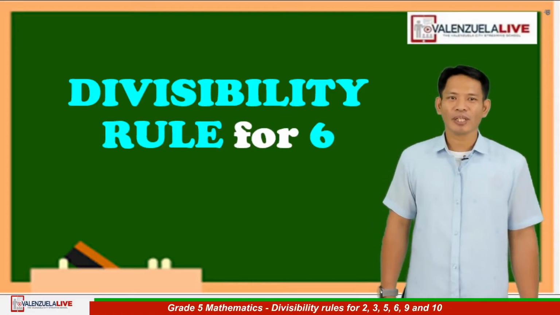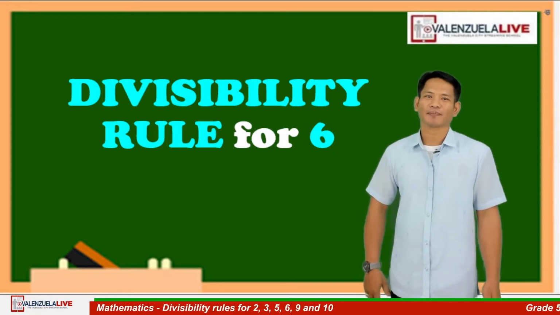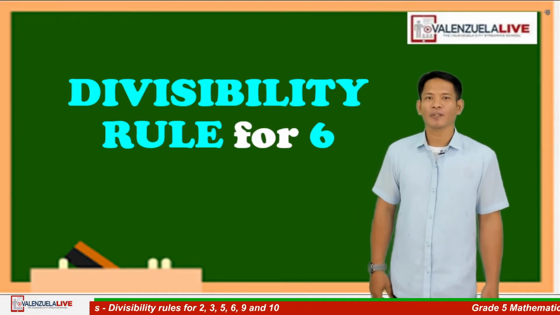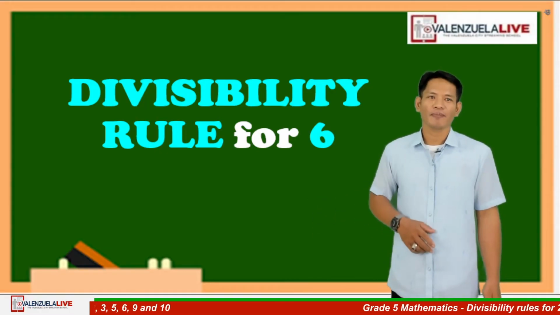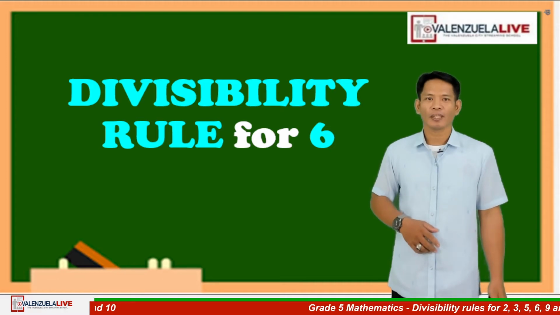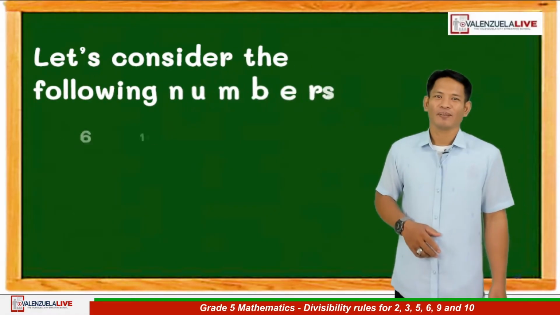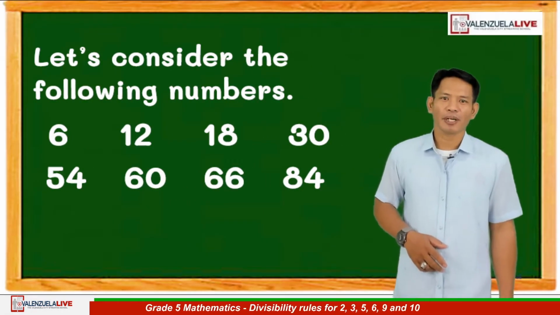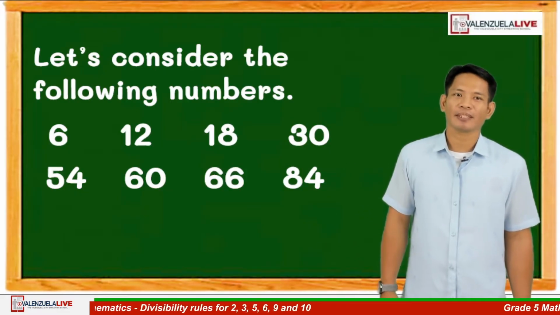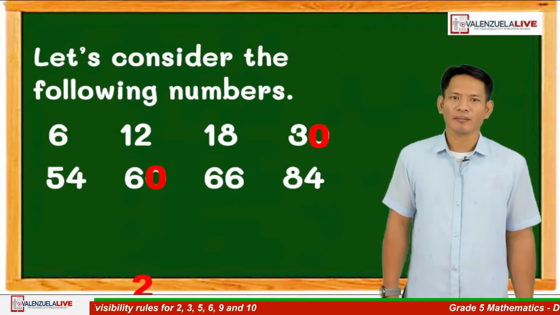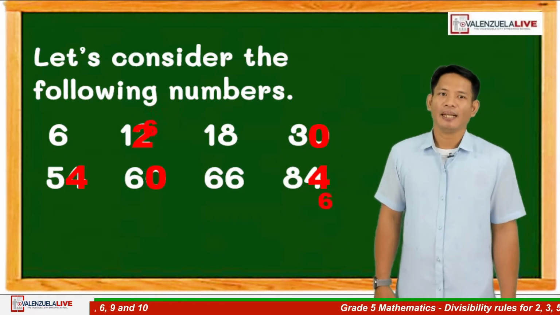Okay, now let's continue. Let's proceed to the divisibility rule for 6. We are done with the divisibility rule for 2, 5, and 10, and by 3. Now, we have the divisibility rule for 6. What is the rule? Let's find out. These are numbers divisible by 6. What can you say about this set of numbers? The number ends with 0, 2, 4, 6, and 8.